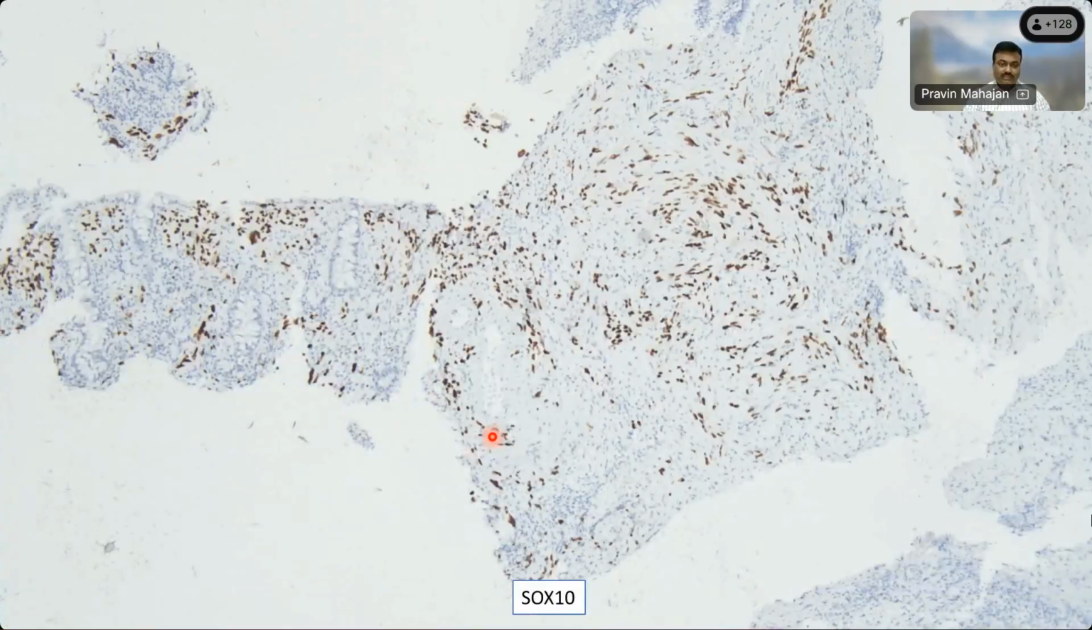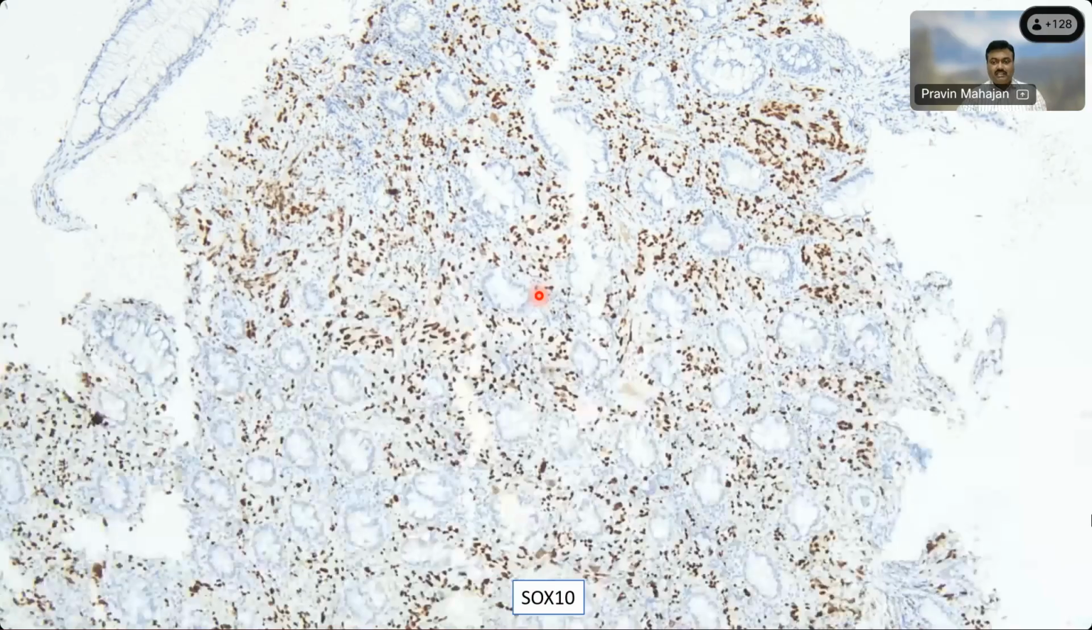This is from a low power. You can see brilliantly positive cells. Almost all cells are positive. SOX10 is a very good marker. Another area showing nice SOX10 positivity.